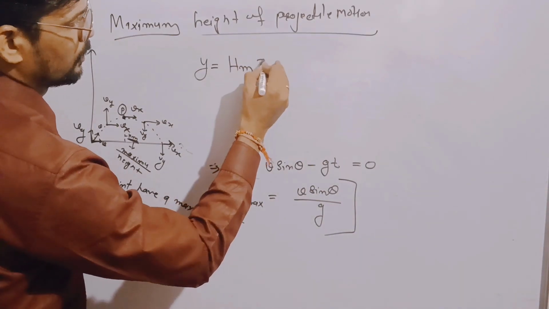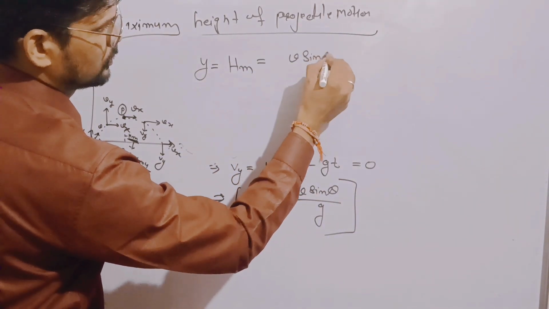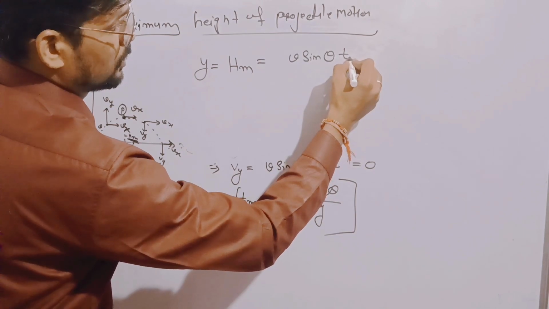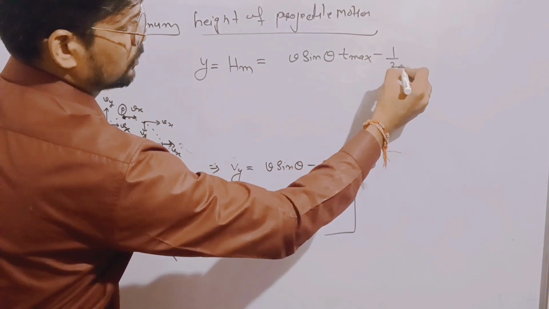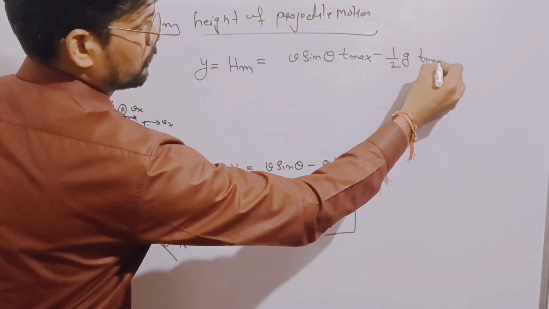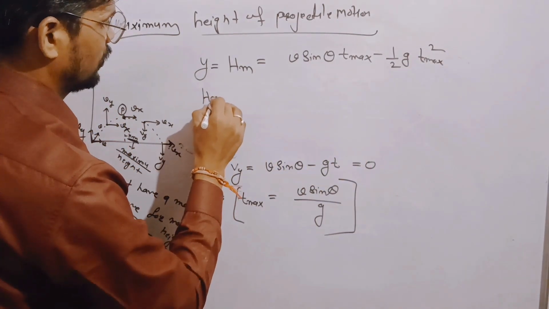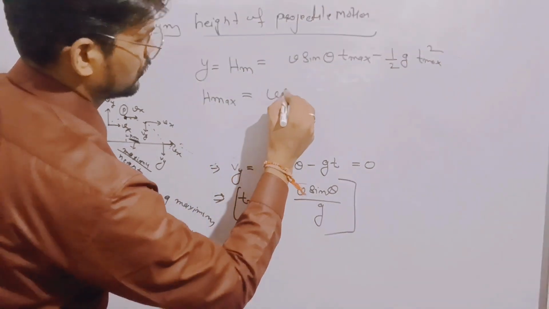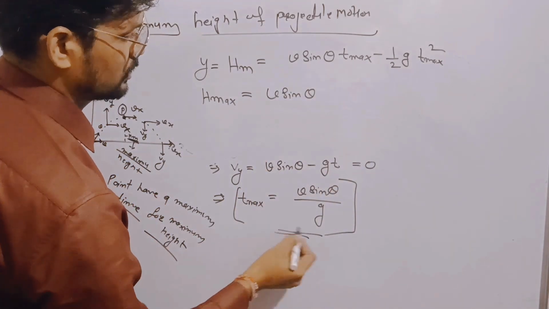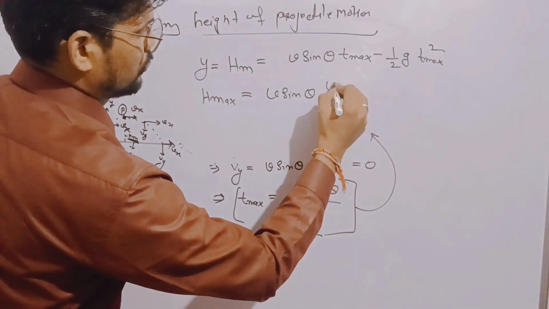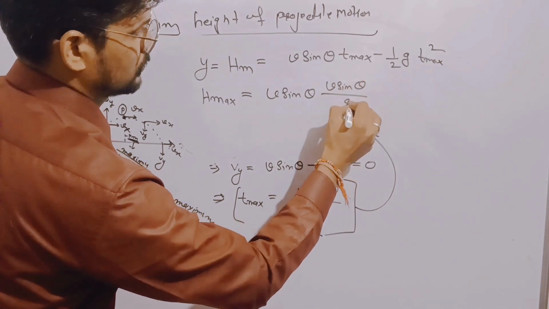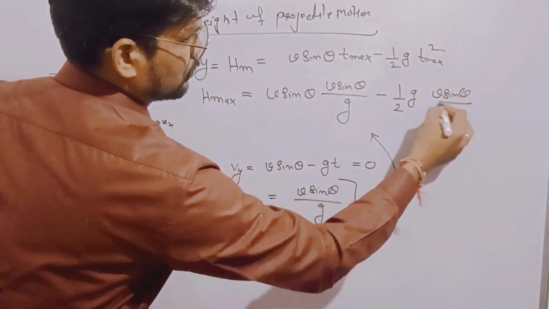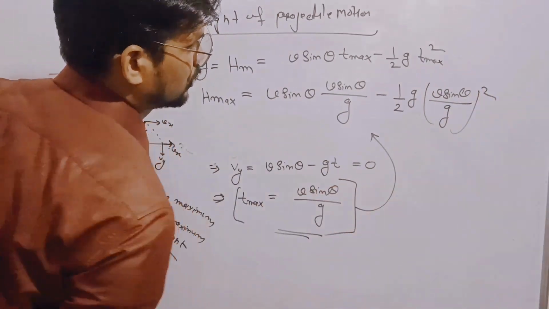Then y is equal to Hm is equal to v sin theta into T maximum minus 1 by 2 g T maximum का square. So h maximum is equal to v sin theta. Put the value of T maximum in this equation: v sin theta upon g minus 1 by 2 g (v sin theta upon g) का whole square.